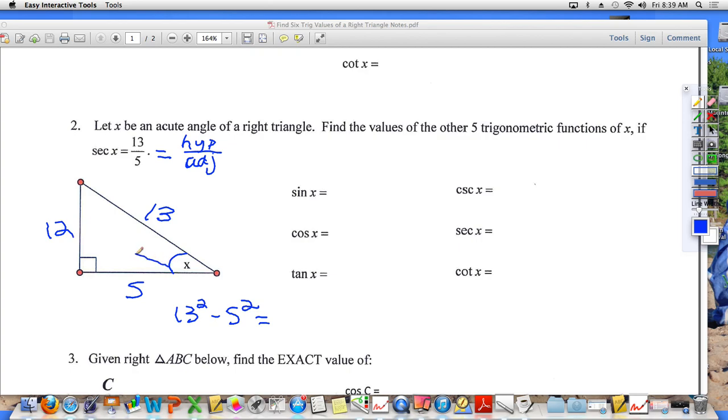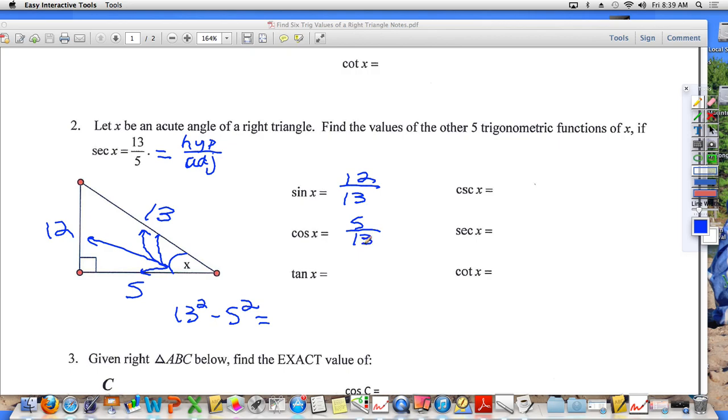Sine of X is going to be opposite divided by the hypotenuse, so it's going to be 12 over 13. The cosine value is going to be adjacent, which is 5, divided by the hypotenuse, which is 13. So we have 5 over 13.